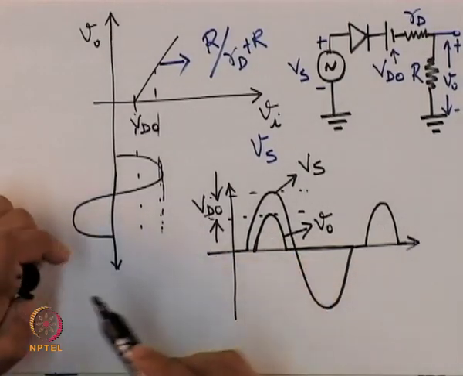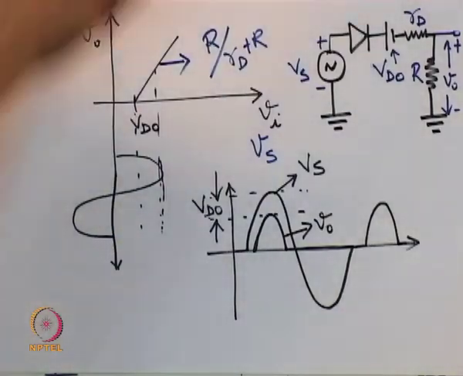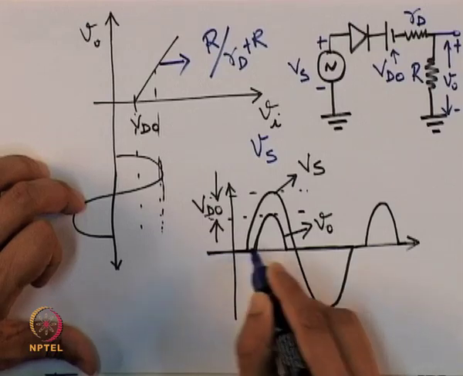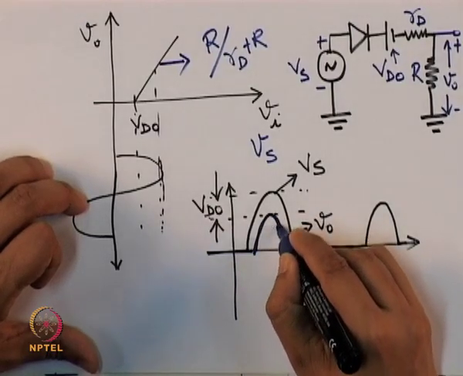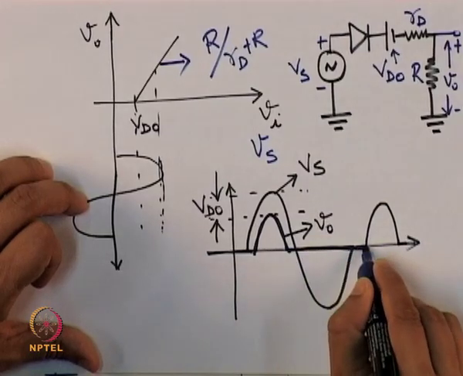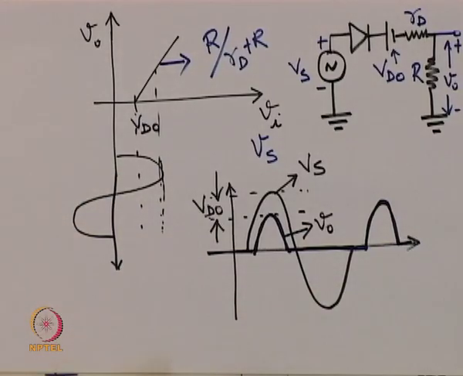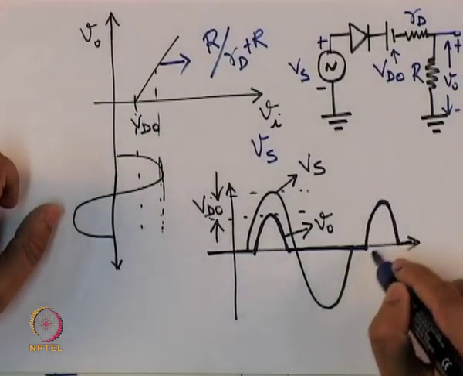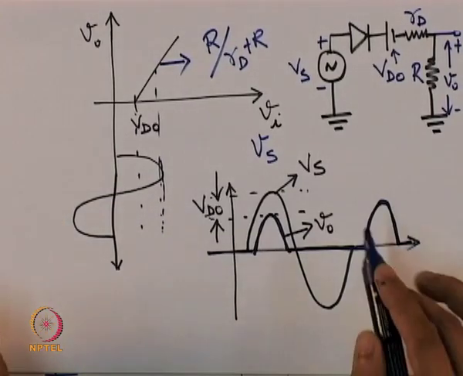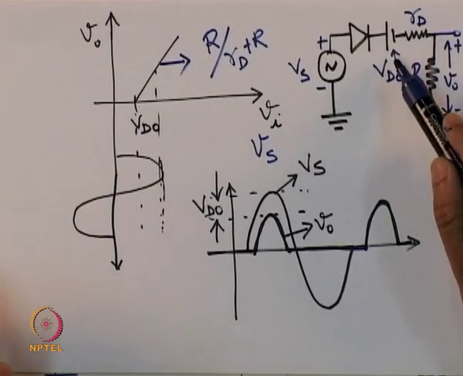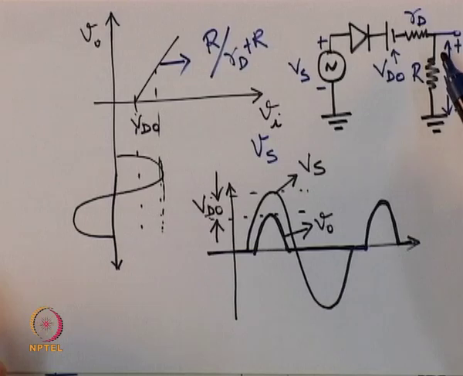My output, if I use a blue marker, will follow like this. It will go here, follow this, come down like this, follow up and like this. This blue curve gives my actual output voltage when I consider the presence of this threshold voltage V d 0 and also a finite diode resistance R d.